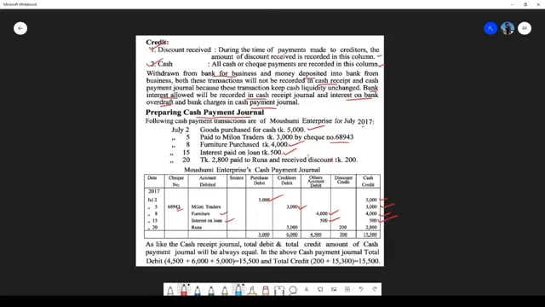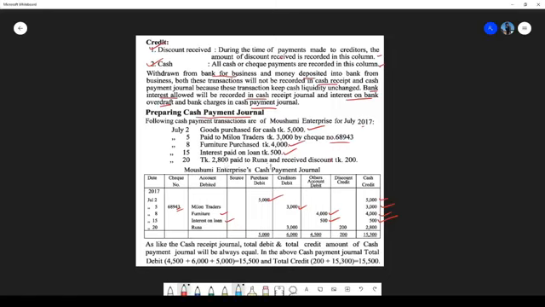So here, see, if you get some kind of transaction, like let's say you have received some kind of interest or something, we are not going to record it in this account. That will go in the cash receipt account. So if you are receiving cash from the bank or something.